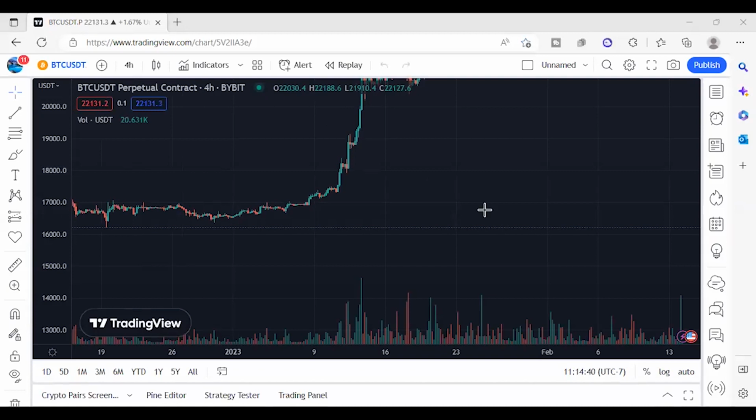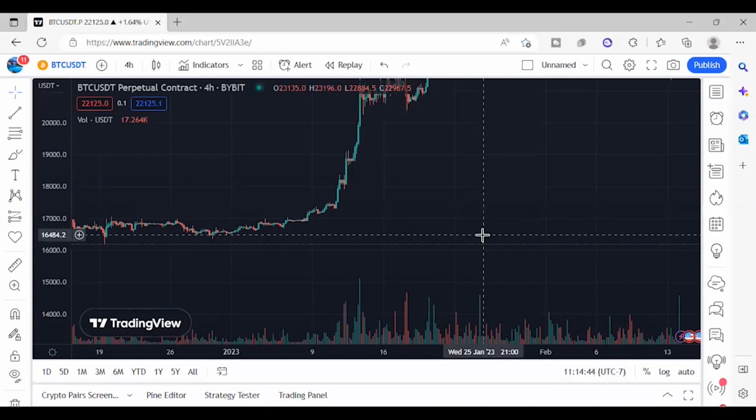Okay, so now once you come here, this is basically the area where you can analyze any cryptocurrency that you want to trade. Now, this is the first thing you always want to do before you go to Binance to either short Bitcoin or long Bitcoin, okay? You want to properly analyze it.